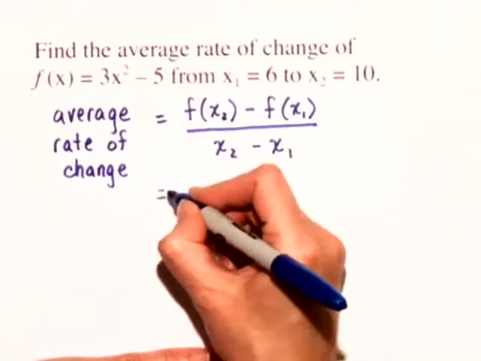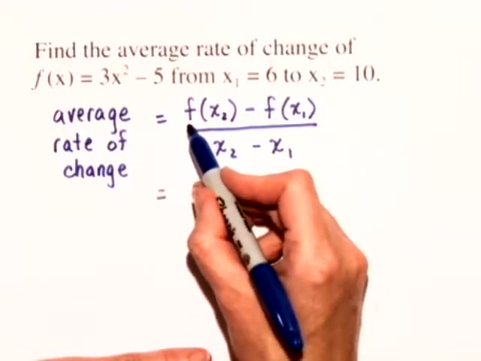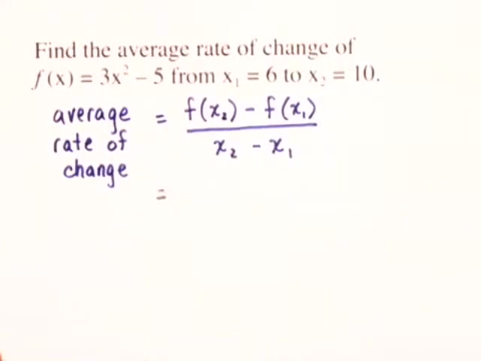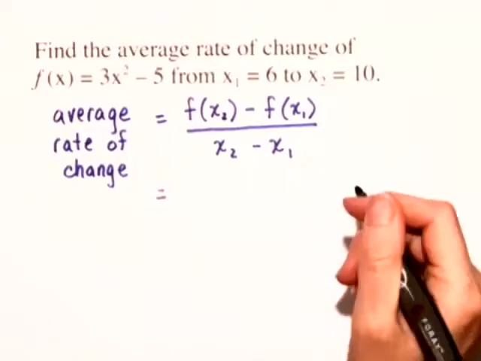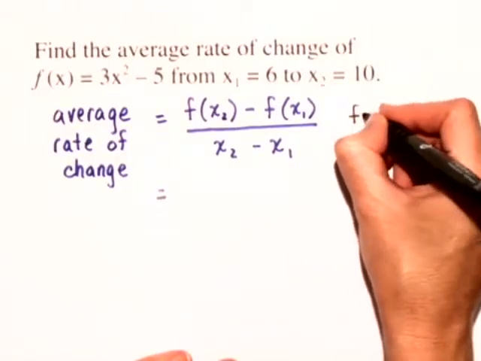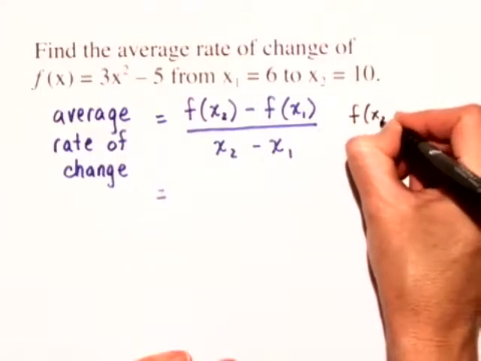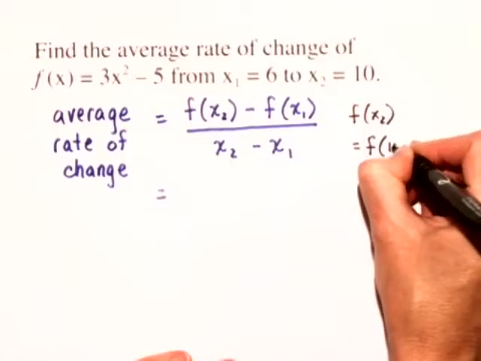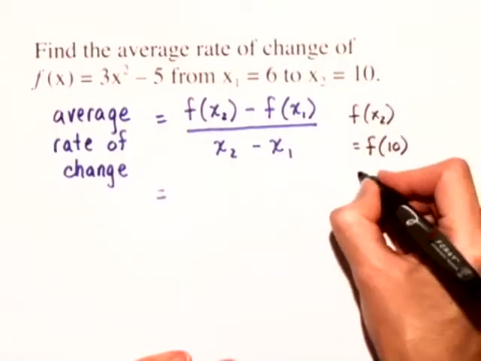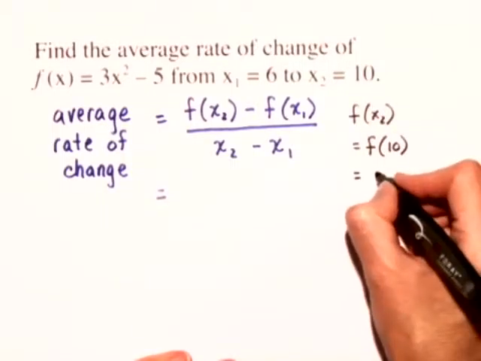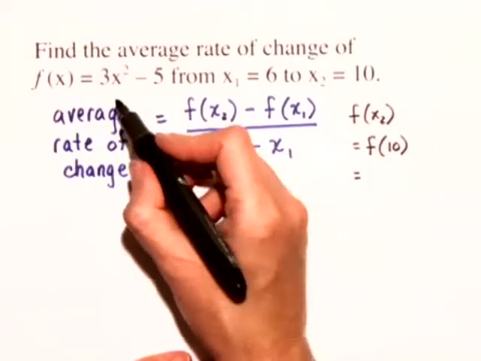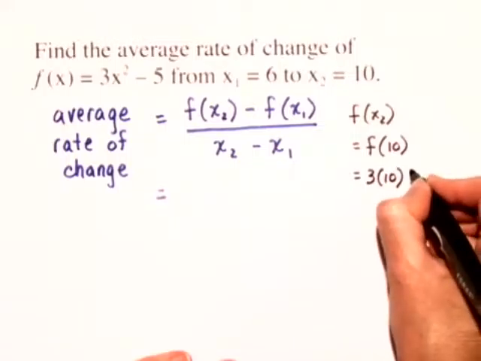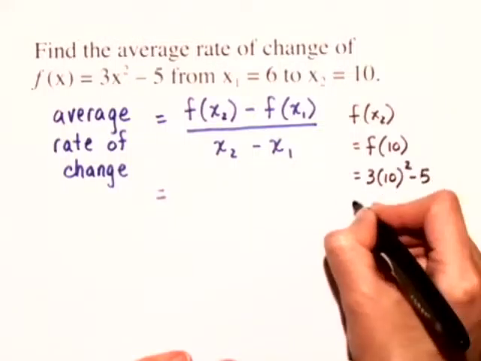So before we can substitute in, we have to find out what f of x sub 2 is equal to and what f of x sub 1 is equal to. So let's do a little bit of work to do that. We have f of x sub 2, and that is going to equal f of 10, since x sub 2 is equal to 10, and that's equal to, we'll substitute 10 everywhere we see an x in f of x. So we have 3 times 10 squared minus 5.